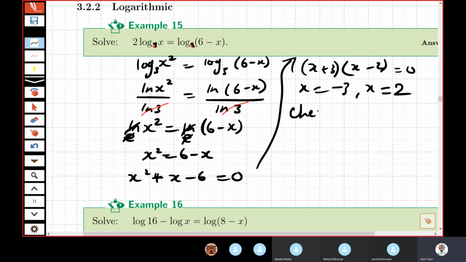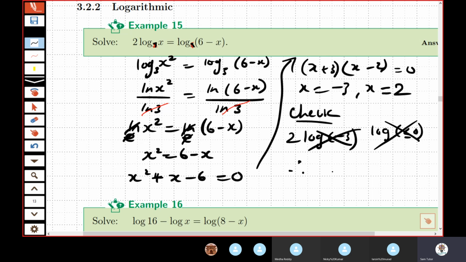Then you've got to always check. So sub in -3 into here. You realize you can't do log of -3. That won't work. In fact, you can't log any number less than or equal to 0. Just won't work. They have to be greater than 0. So -3 doesn't work. 2, log of 2 works. 6 take away 2 is 4. So the only answer is x equals 2.